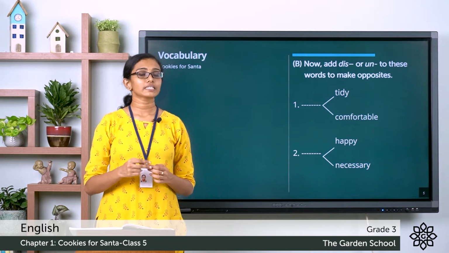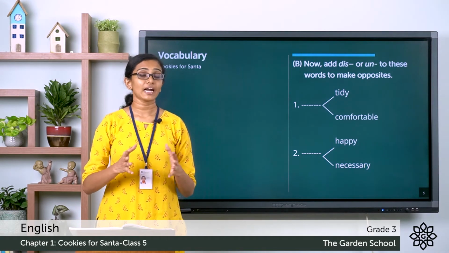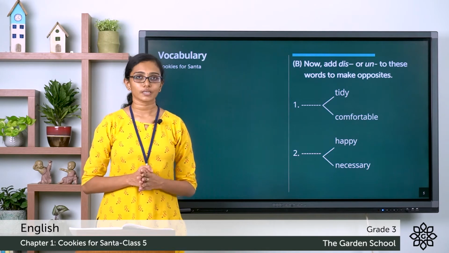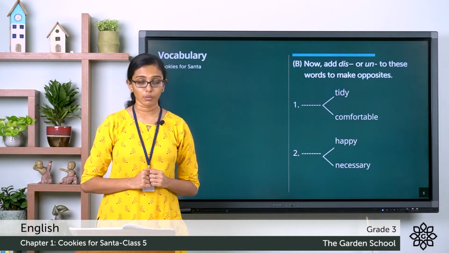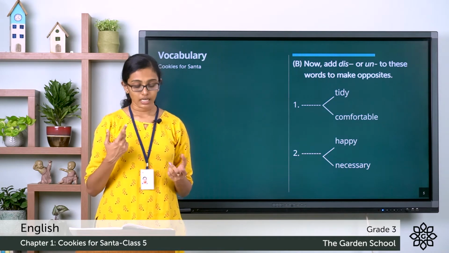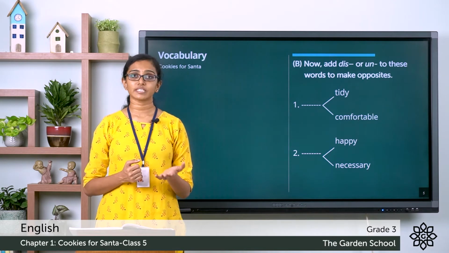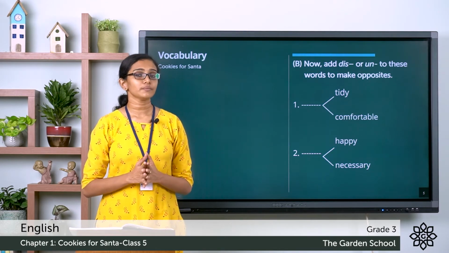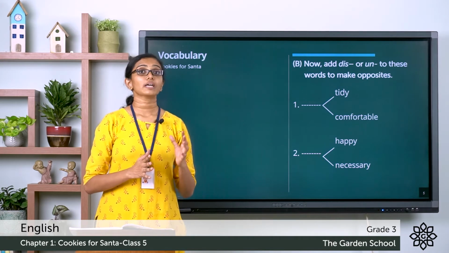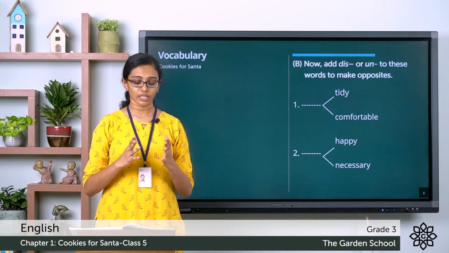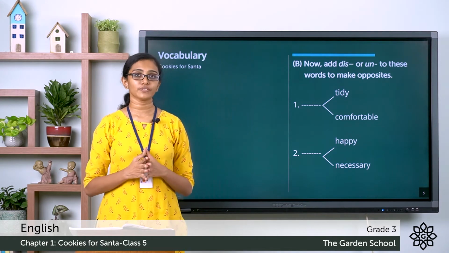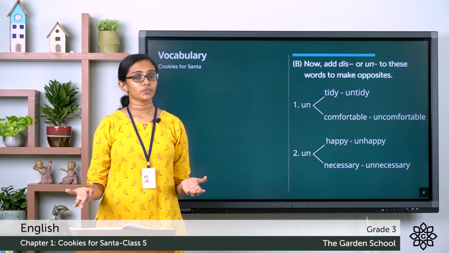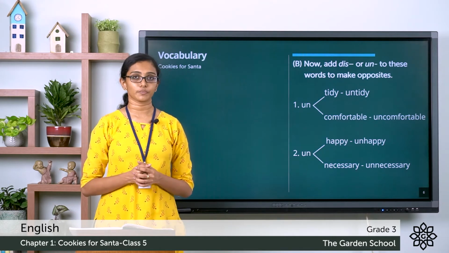Now there are 2 words given in each question. You have to add the prefix either DIS or UN to the given words to form their opposites. For example, question number 1, you are given the 2 words tidy and comfortable. So which prefix can be added to tidy or comfortable to form their opposites? Can we add DIS? No. If you add the prefix UN to the word tidy, you get the word untidy, which is the opposite of tidy. And if you add the prefix UN to the word comfortable, you get the word uncomfortable, which is the opposite of comfortable. So tidy, opposite untidy, comfortable, opposite uncomfortable.